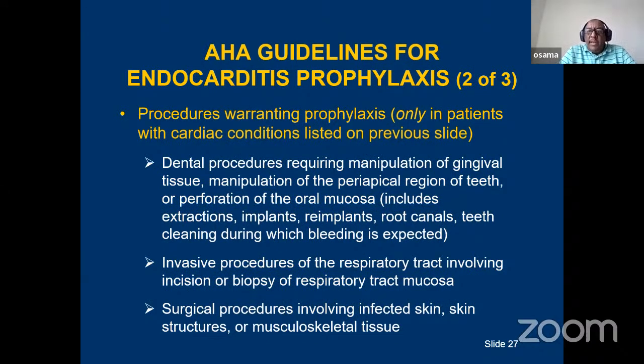Procedures warranting prophylaxis only in patients with cardiac conditions listed on previous slide. Dental procedures requiring manipulation of gingival tissue, manipulation of the periapical region of the teeth, or perforation of the oral mucosa include extraction, implant, re-implant, root canal treatment, teeth cleaning during which bleeding is expected. Invasive procedures of the respiratory tract involving incision or biopsy of respiratory tract mucosa. Surgical procedures involving infected skin, skin structure, or musculoskeletal tissue.